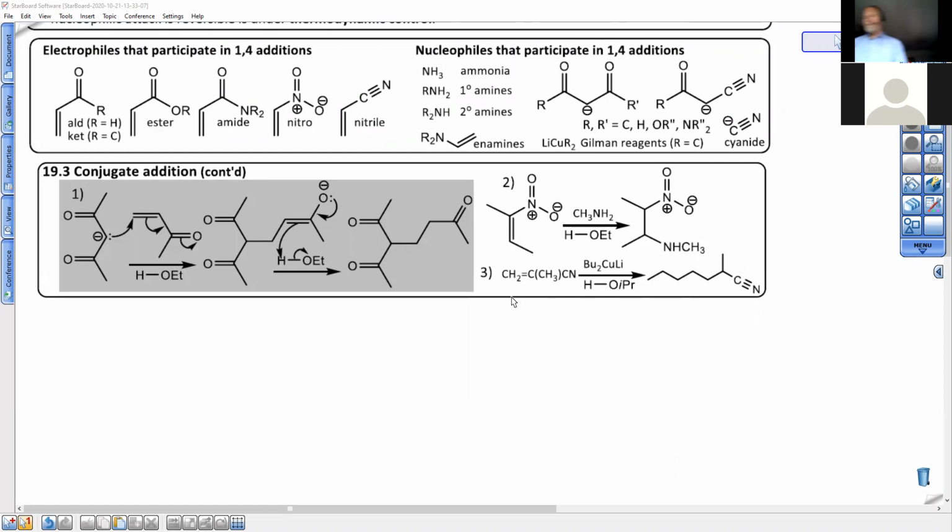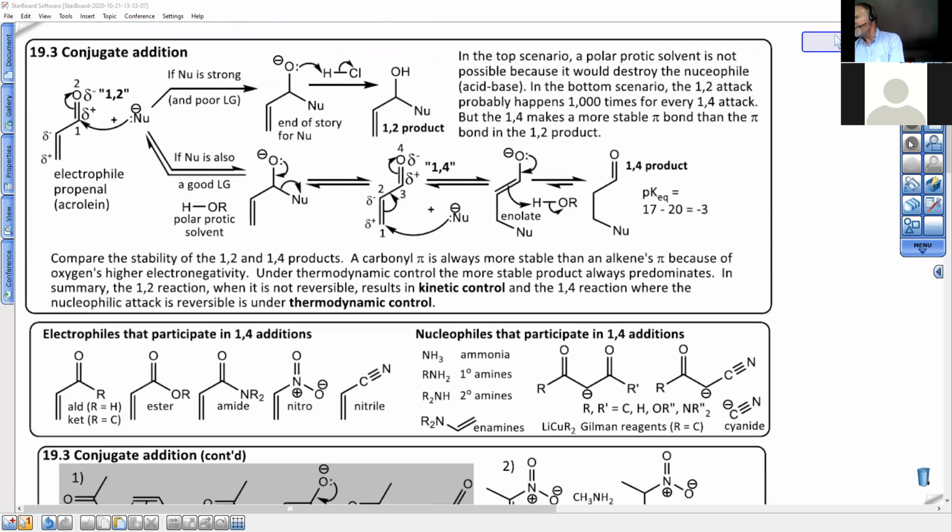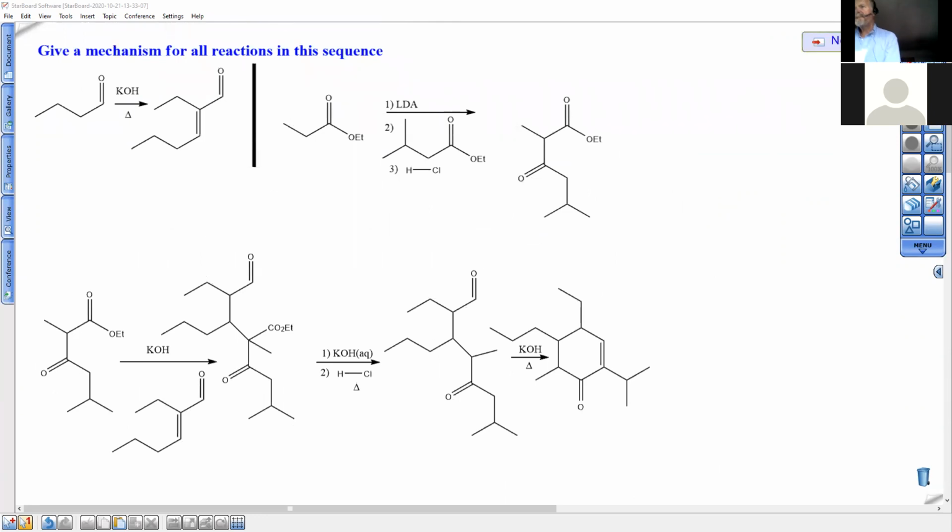Now we're going to get good practice with the mechanism here. I want to finish strong though. So I think you're going to like what we're doing next. It kind of ties things together. We're going to get a lot of review in and throw the new stuff in at the end. So we're going to give a mechanism for all the reactions here.